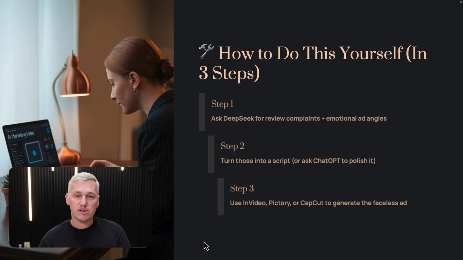So here's how to do this yourself in 3 steps to recap for you. Step 1, you're gonna ask DeepSeek for review complaints and emotional ad angles like we did and demonstrated in this tutorial. Step 2, you're gonna turn those into a script, and you can ask ChatGPT even to polish it. Like I said, I'm not fully against ChatGPT by any means, I use it all the time, but I kind of use them more in conjunction because DeepSeek's gonna find these emotional angles, the reviews, and then ChatGPT will polish the script. And then step 3, punch it into a tool like InVideoCreator.com, Pictory or CapCut to generate the faceless ad.